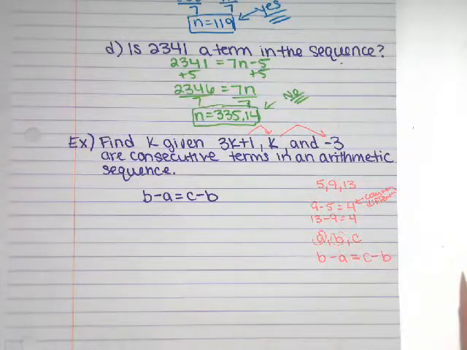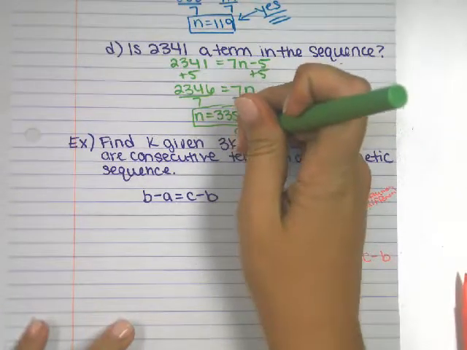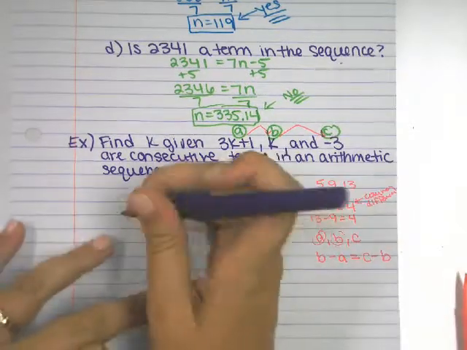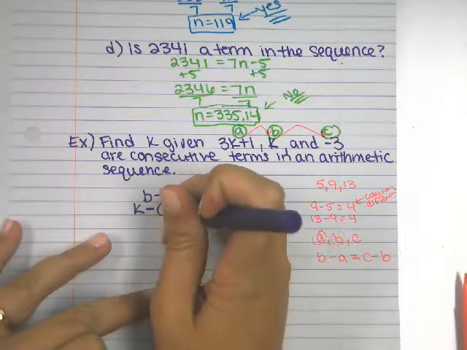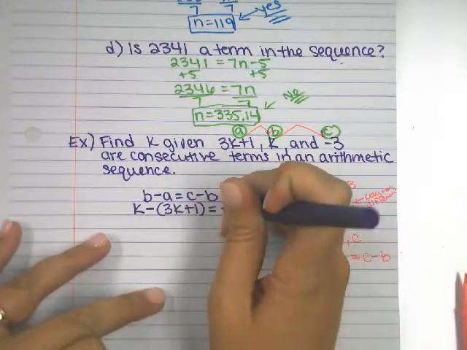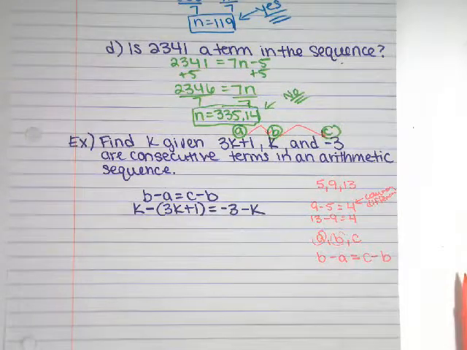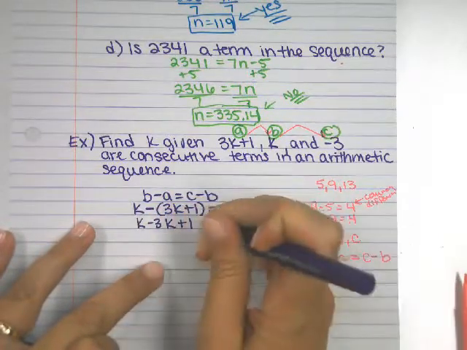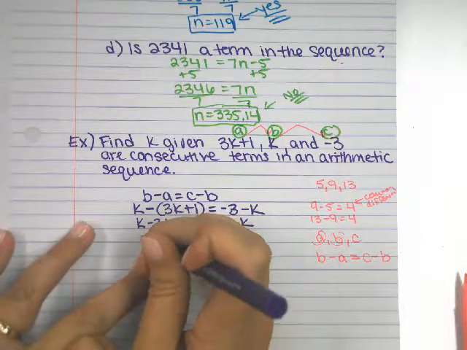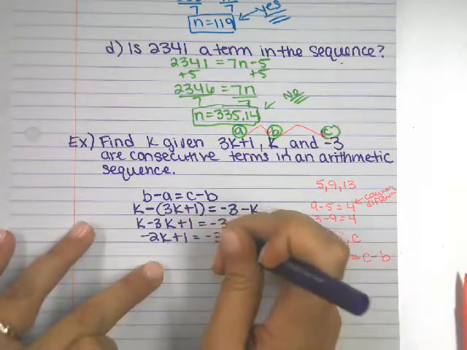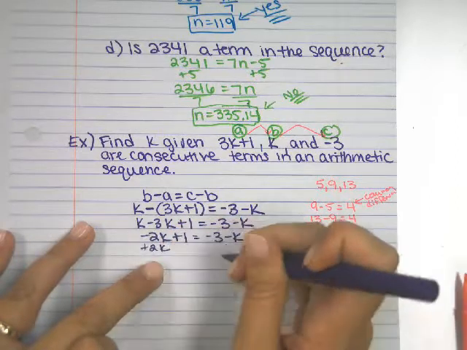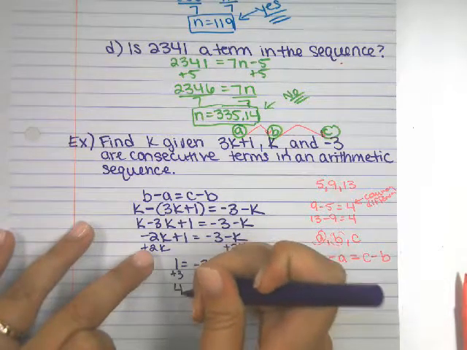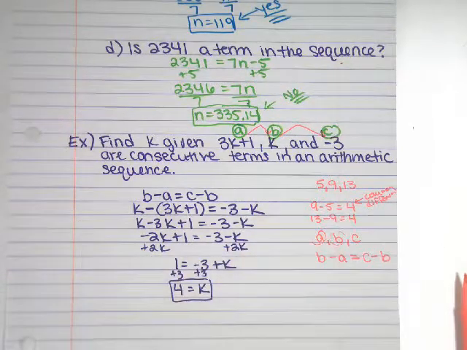So for this, we've got three terms that are in order. We've got our first term, second term, third term. A, B, and C. So B, which is k, minus A, which is 3k plus 1, equals C, which is negative 3, minus B, which is k. And now we have a little linear equation that we can solve. So we distribute the negative, put our like terms together, add the 2k over, and add the 3. So k would be 4.